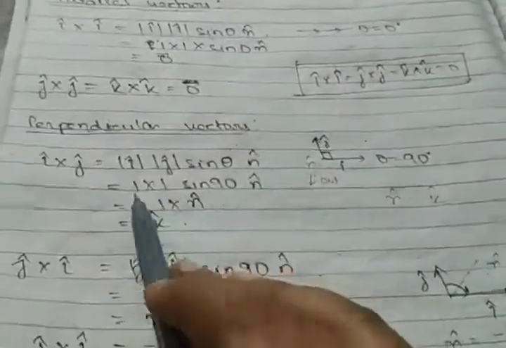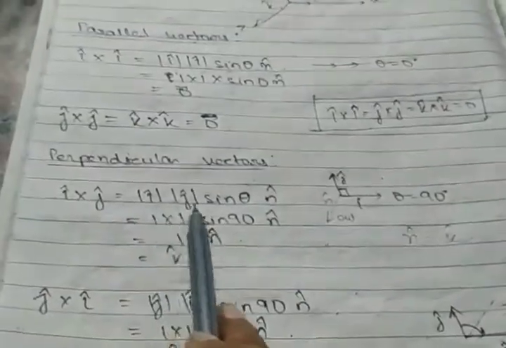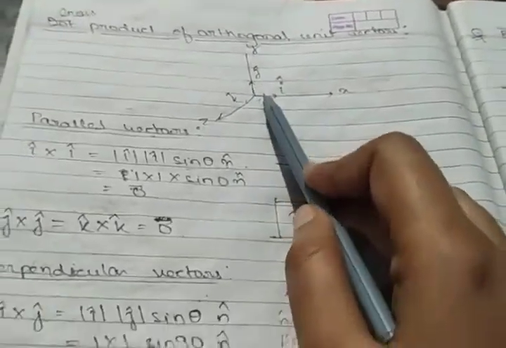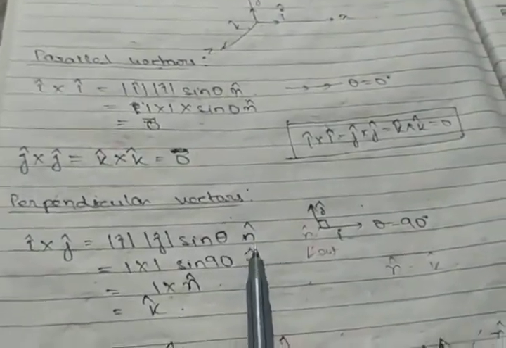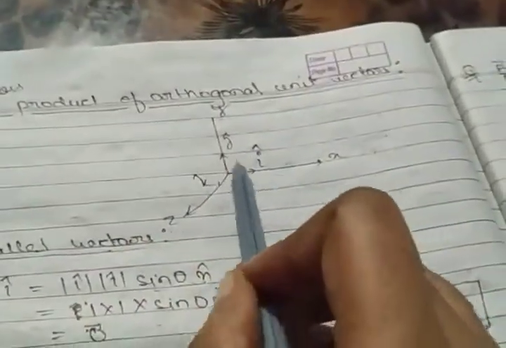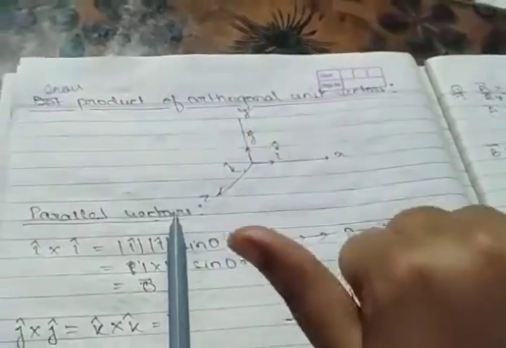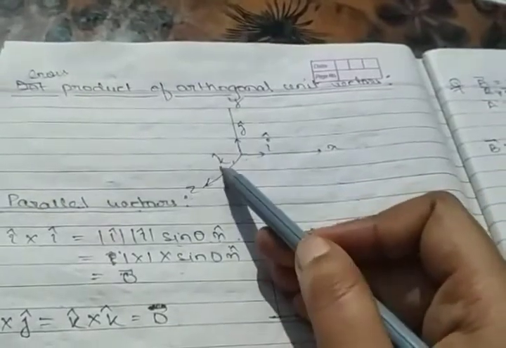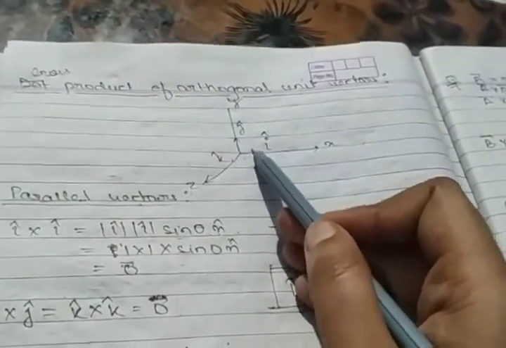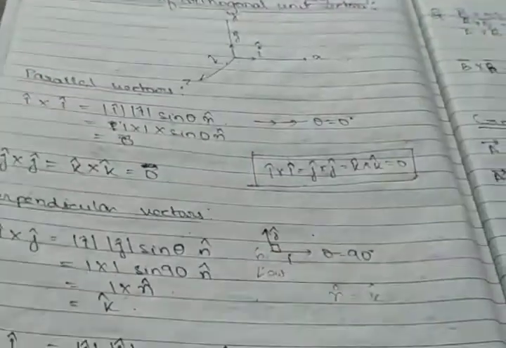Now perpendicular vectors. What happens to perpendicular vectors? Suppose there is i cross j. So i and j are perpendicular to each other. So sine 90 is 1. But what about n cap? What about the unit vector? See here. Now suppose I want to find i cross j. What is the vector? k, in the k direction, positive k. Suppose I want to find j cross i. So it will be minus k. It means that the result of i and j will be k. The result of j and i will be minus of k.